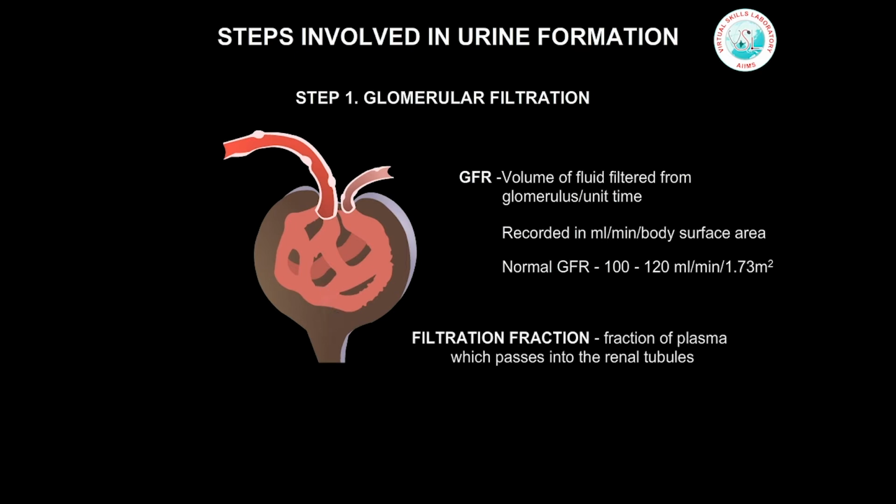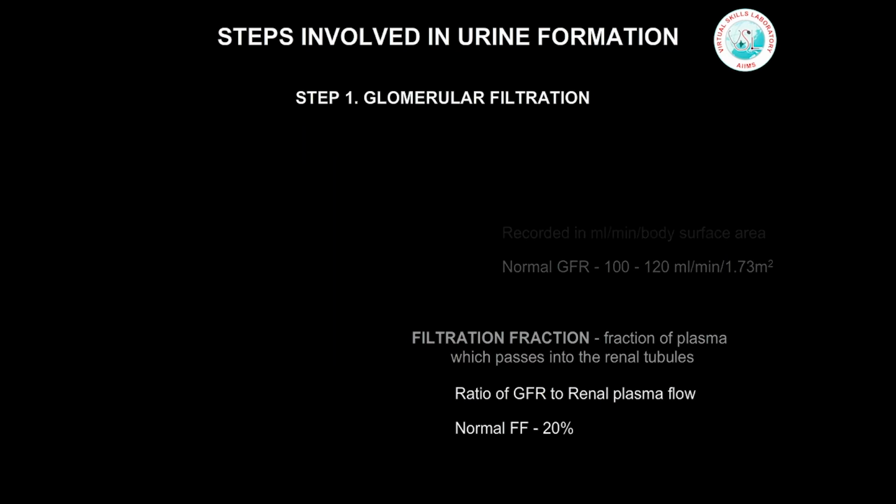Filtration fraction represents the fraction of the plasma reaching the kidneys which passes into the renal tubules. It is thus the ratio of glomerular filtration rate to the renal plasma flow. It is normally about 20%. The remaining 80% leaves the glomerular capillaries by the efferent arterioles and becomes the peritubular capillary circulation.